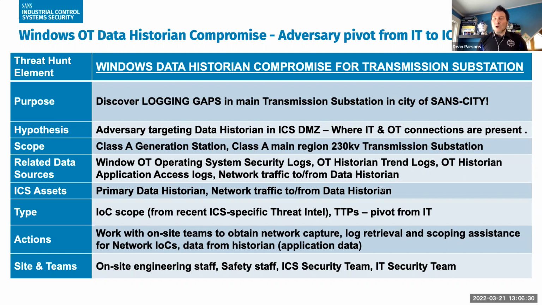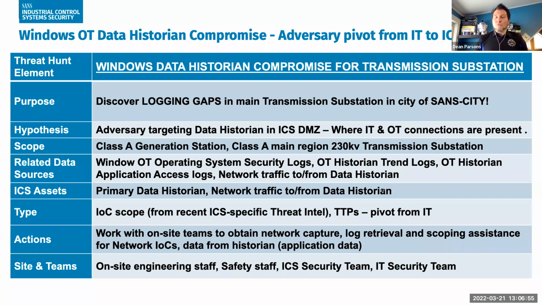Of course, in here, our hypothesis is exactly as we discussed before. Adversary is targeting the data historian, maybe using it to pivot from IT, which we've seen several times in the past, into the industrial control environment. Now, the reason we have this hypothesis is the data historian can share connections from IT and the industrial control in what's called an ICS DMZ. We've seen adversaries do this several times.